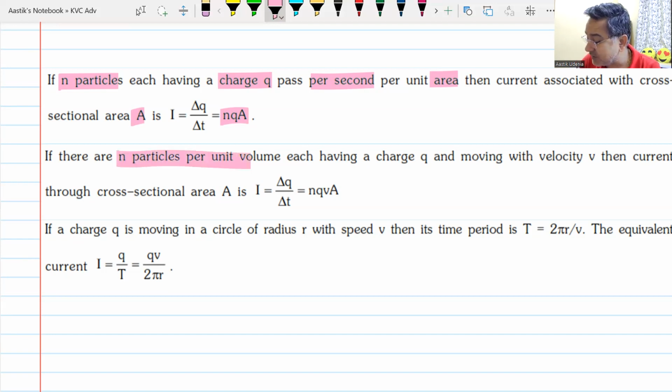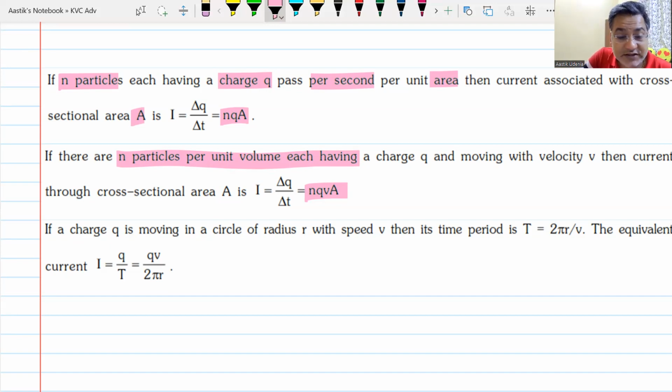Sometimes this N is given as per unit volume. In that case, you have to multiply it by the volume, or you can multiply it by V into A, where V is the velocity with which they are moving and A is the cross-sectional area.